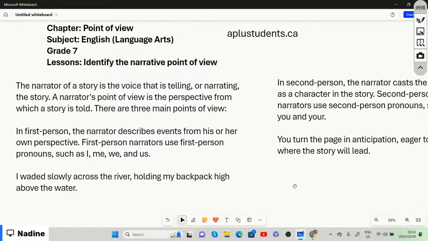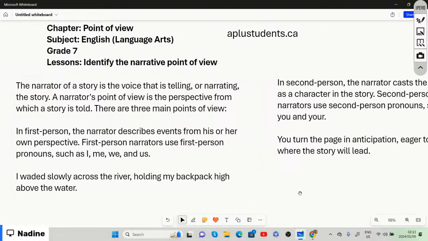And a narrator's point of view is the perspective from which a story is told. And we have 3 points in which the story can be told: first person, second person, or third person. In first person, the narrator gives his or her own perspective of the events that are taking place. So the narrator describes the events from his or her own perspective. And the narrator uses pronouns such as I, me, we, or us.